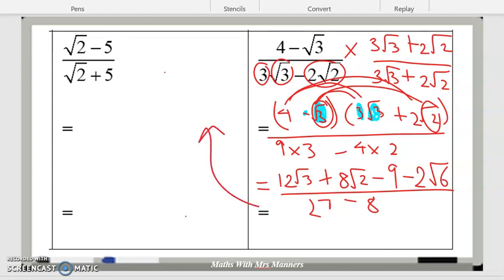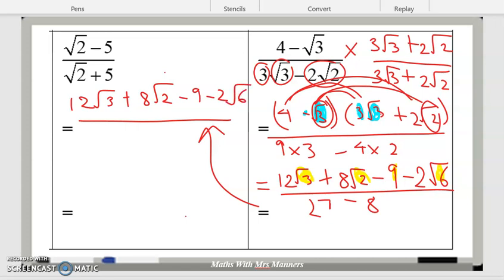If you look at the numerator, we have not a single like surd. There's a root 3, there's a root 2, and there's a root 6, and then this has no surd part. So what I'm going to do is just keep the numerator exactly as it is. So 12 root 3 plus 8 root 2 minus 9 minus 2 root 6, and it's going to all be over 19. So not the loveliest of questions, all the surds didn't simplify nicely or collect together, but you can expect that. You need to be able to handle that kind of multiplication. All right, that's the end of rationalising the denominator, part 2.